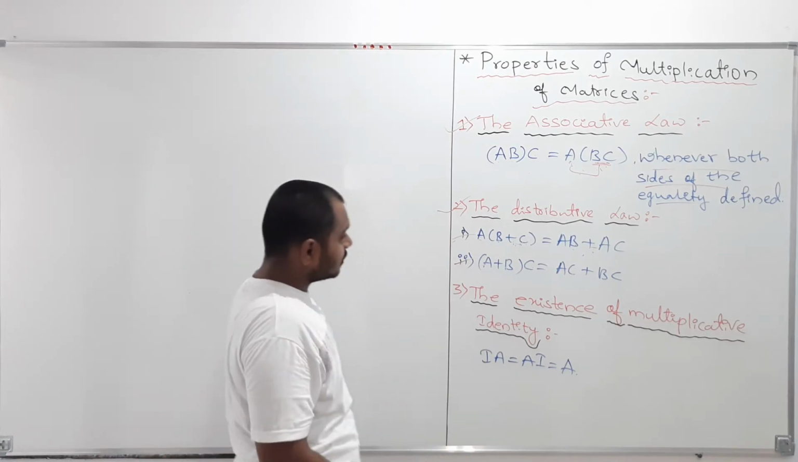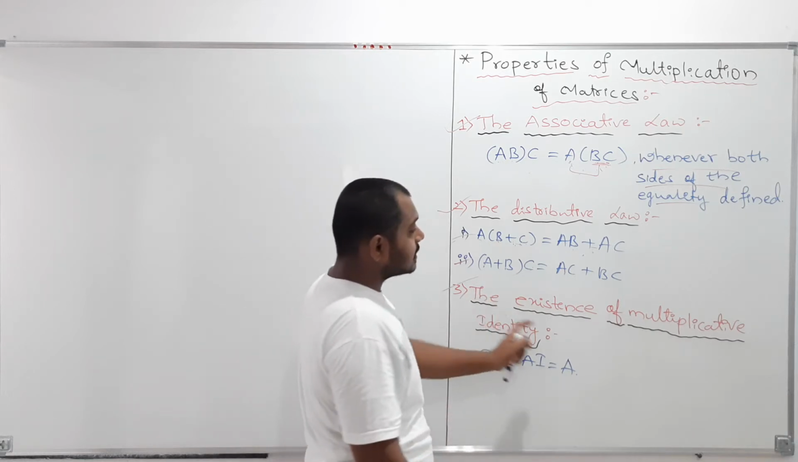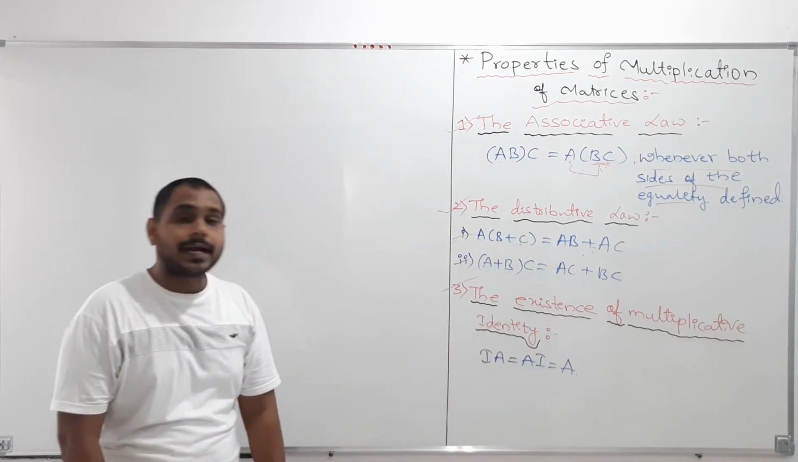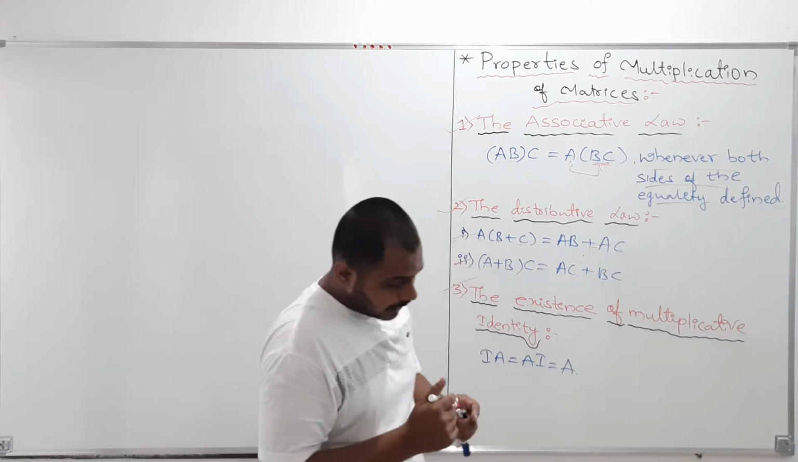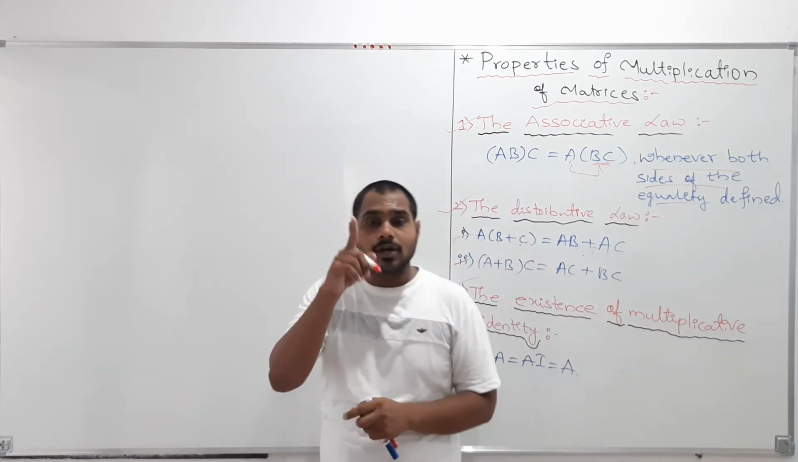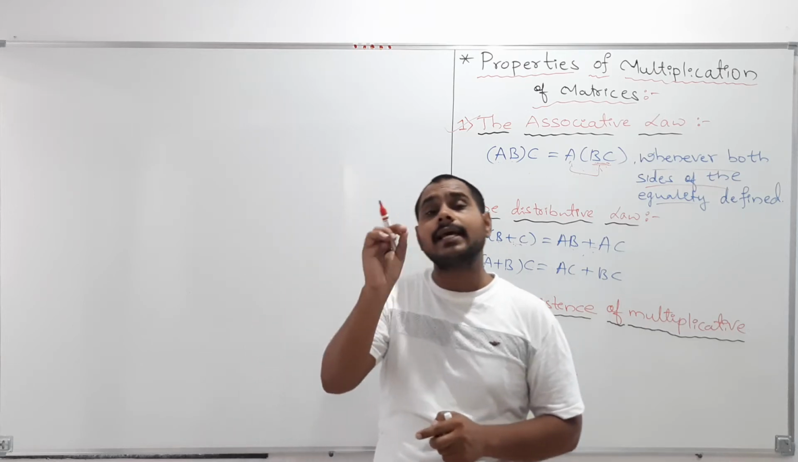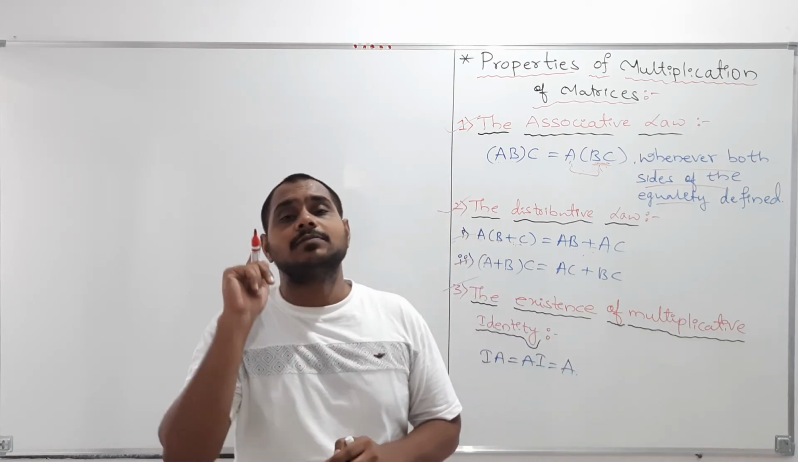Clear? And next, my dear friends, we will discuss the existence of multiplicative identity. So multiplicative identity, what does it say about the identity matrix? The identity matrix is a scalar matrix in which all the diagonal elements must be 1.